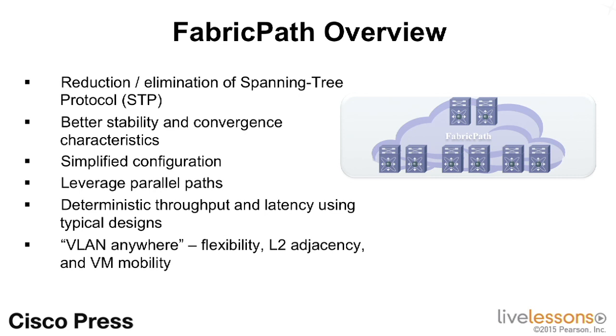FabricPath, first and foremost, is the reduction and elimination of spanning tree altogether. It gives us better stability and convergence characteristics. Our configurations from a layer 2 standpoint are much simpler in a FabricPath topology. We can leverage parallel paths in an ECMP-like fashion with FabricPath. Latency and throughput are very deterministic across the fabric. And we have this concept of VLAN anywhere, where we have flexibility, layer 2 adjacency, and VM mobility. Ultimately, FabricPath gets us a lot higher resiliency and higher network convergence.